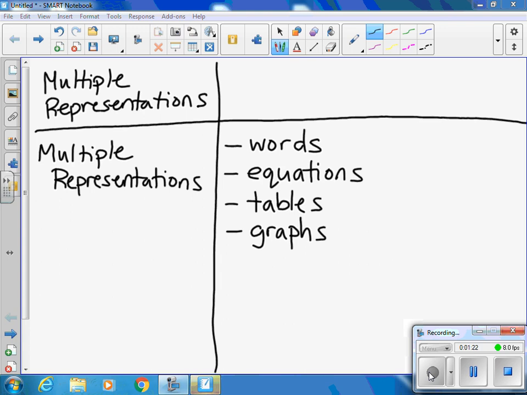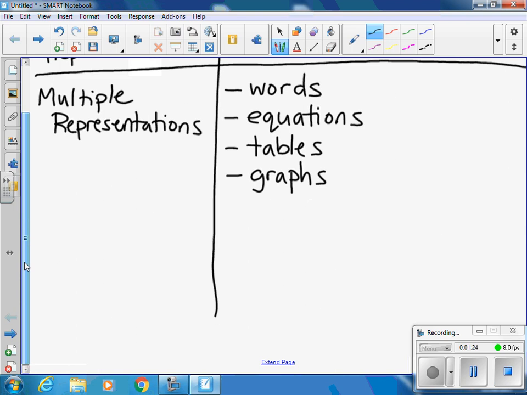All right, so that's what we're going to do: take one problem and go through all four different representations to make sure you understand what they all look like and how they're set up. And then in class, we'll practice with some more with actual examples and problems that you can tie together.